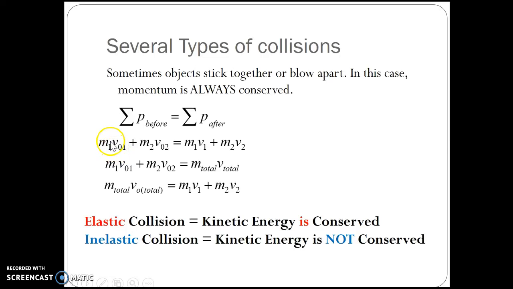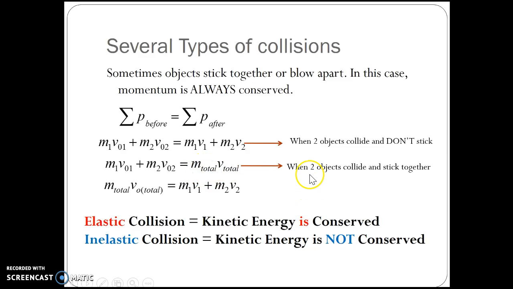So in the first one, I have two initial objects that are moving, and I have two final objects that are moving, right? So this is where two objects collide and they don't stick together. They basically bounce off each other, right? Two individual momentums to start with, two final momentums to end with. They did not stick.